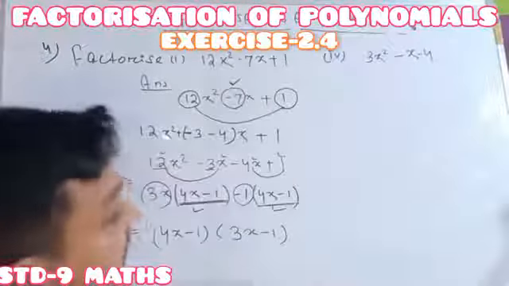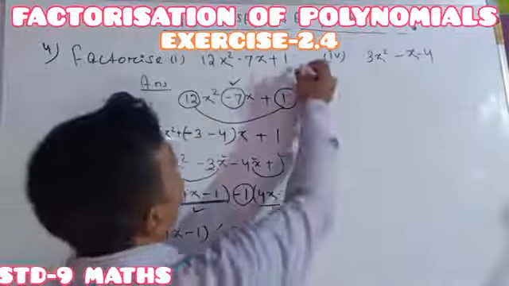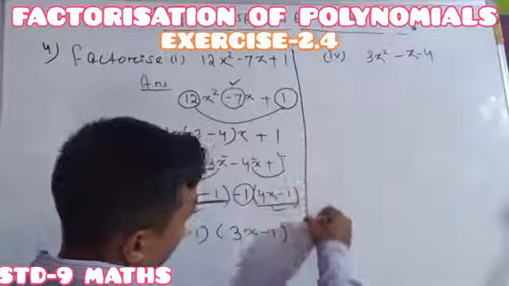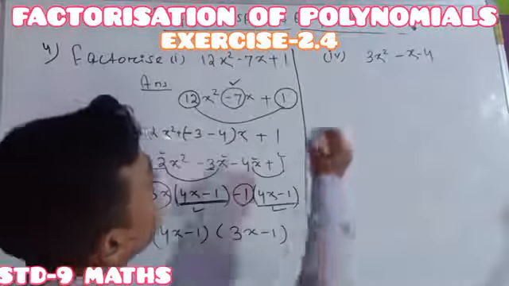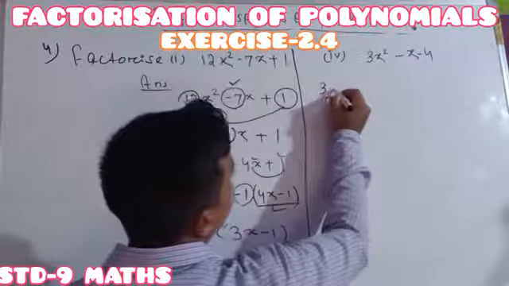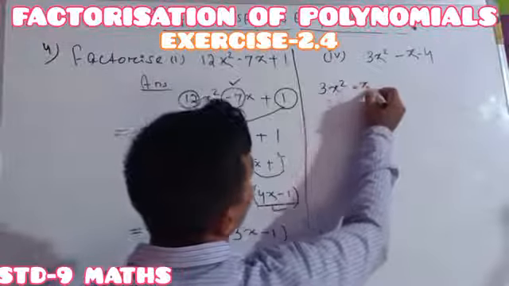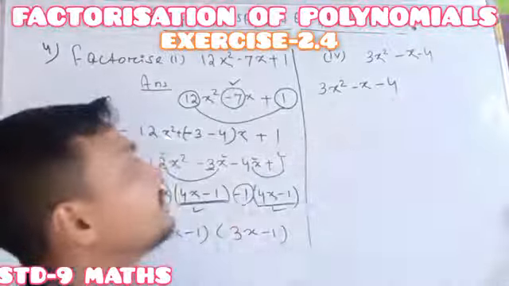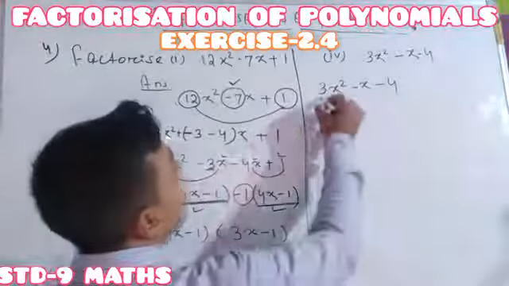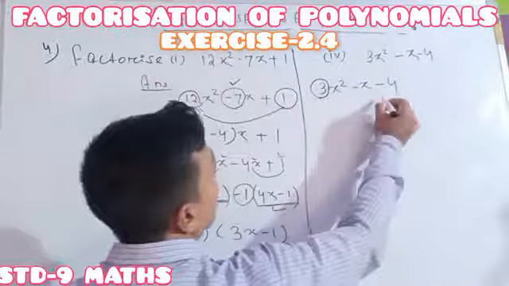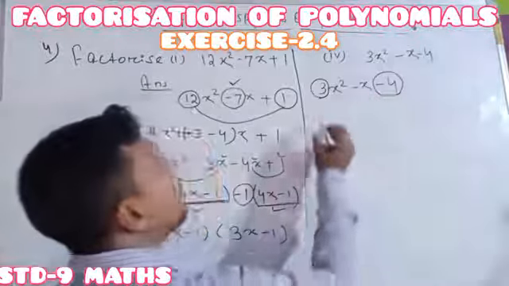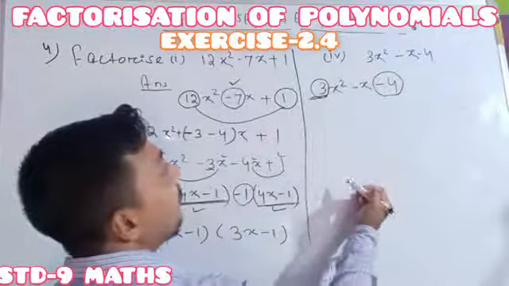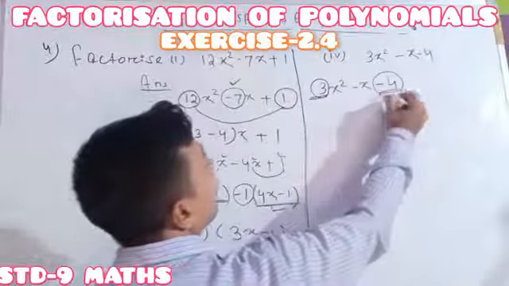See, in question number IV, it is given already arranged in the form ax² + bx + c. Here c is minus 4, and this one is the important one. The coefficient of x² and also the constant term are the important ones.